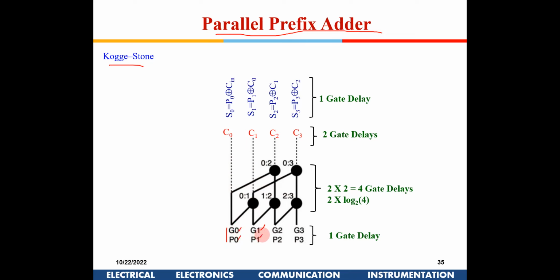From A1 B1, I am going to generate G1 P1. From A2 B2, I am going to generate G2 P2, and from A3 B3, I am going to generate G3 P3. So that is one gate delay. Now this is a dot operator. I am giving these two inputs here. Actually, there are two inputs to this dot operator.